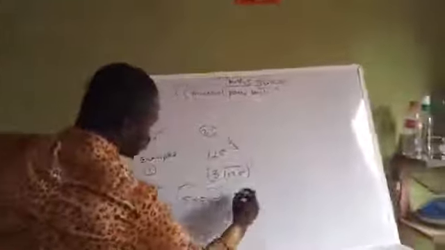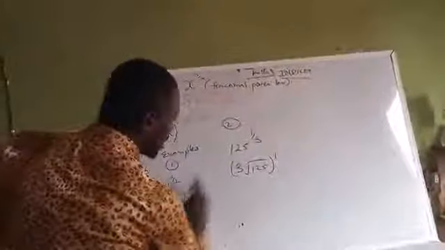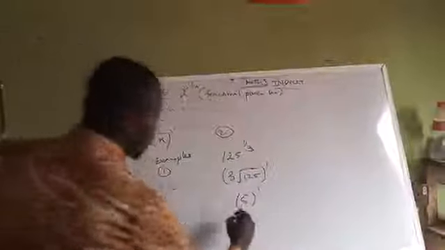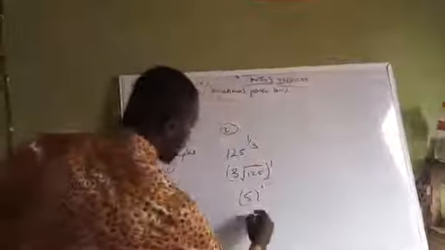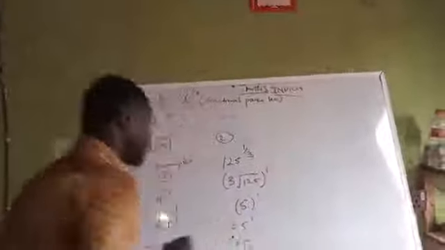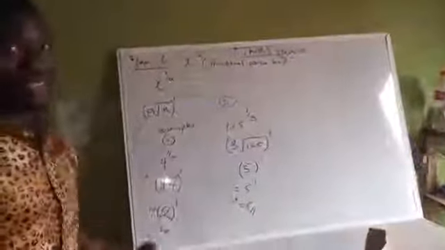Is 5. So then I say 5, all bracket of 1. Then we have 5 raised to power 1. So which is mathematically what? 5. So this is how to use the law 6.